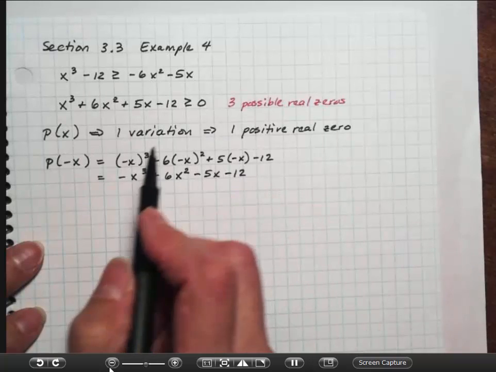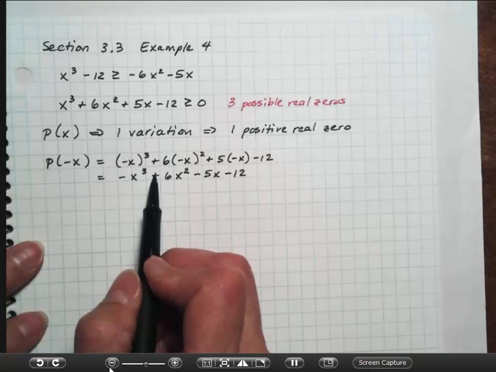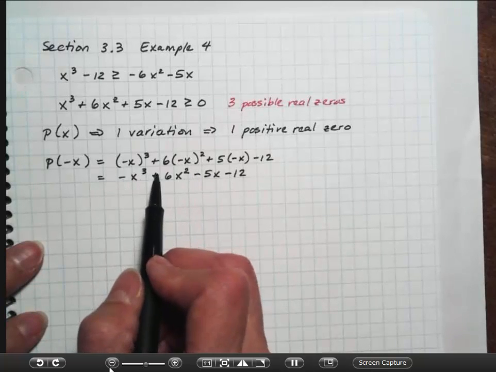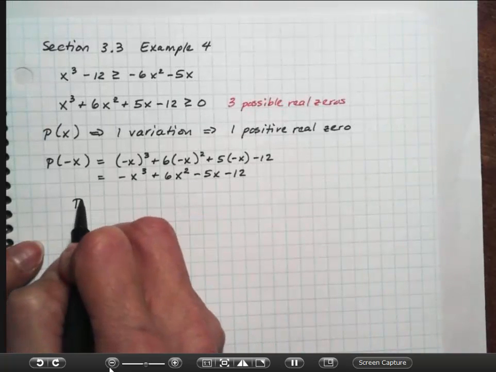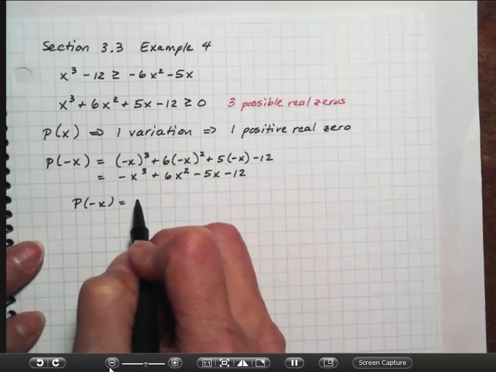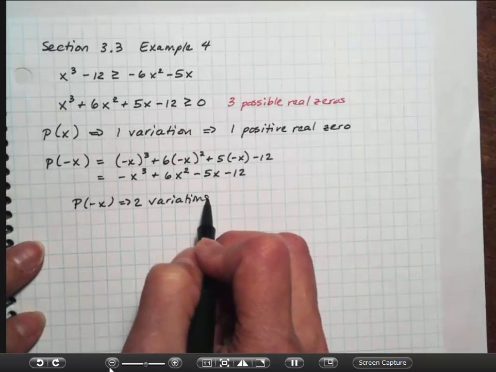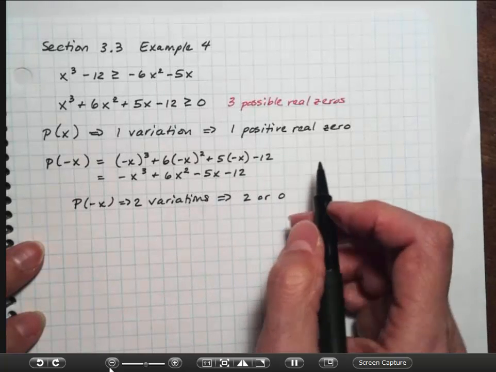So for the number of variations in sign, I have one variation here, another one here, and then there's nothing there. So I have two variations in sign. So P of negative x has 2 variations. That means that I'm going to have 2 or 0 negative real zeros.